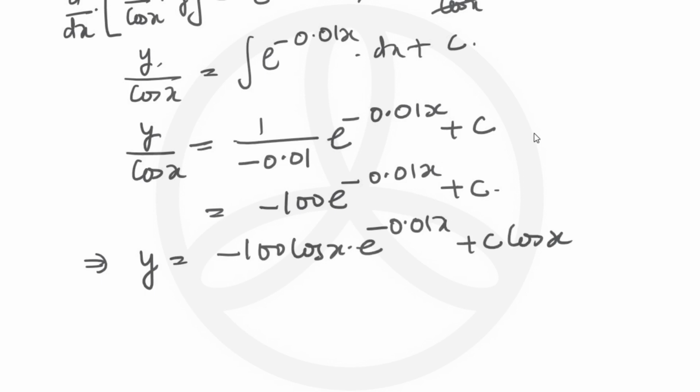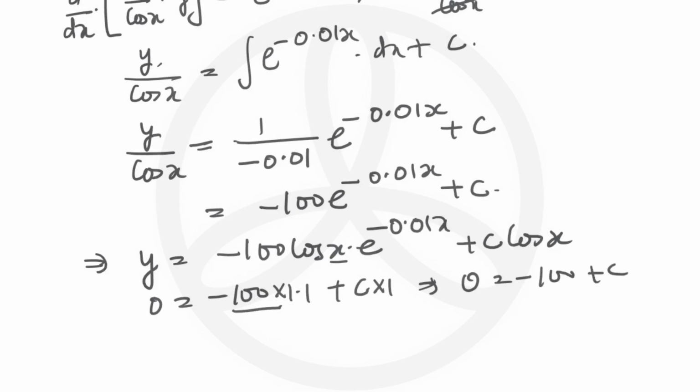Now, what is the initial condition which is given? Actually, the initial condition in this case says that y will be 0 when x is equal to 0. Okay, so I write 0 here, x is 0, minus cos 0 becomes 1, and e to the power 0 will also become 1, plus c cos 0 will be 1. We have actually 0 is equal to minus 100 plus c, or c will become 100. So we simply write c as 100 here.